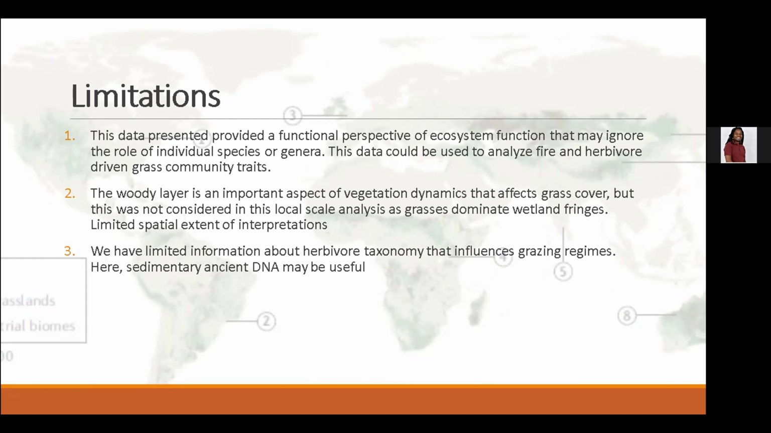And then also at the same time, we have limited information about herbivore taxonomy. And this actually influences the type of grazing regimes and the type of vegetation that you have, the amount of soil impact that could be generated, and also the dispersal abilities of some species nearby. So in this case, sedimentary ancient DNA that can actually give us information about herbivore profiles will be quite useful.